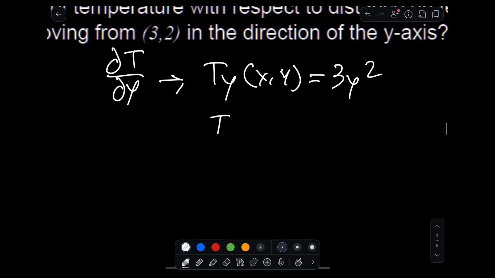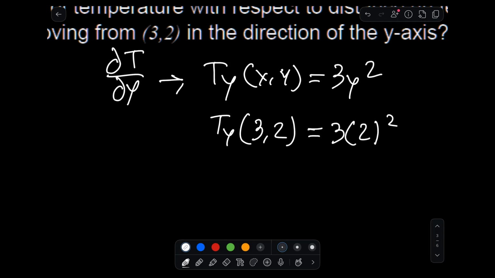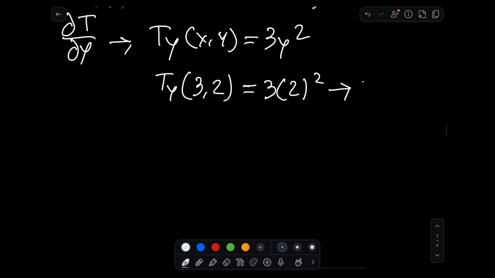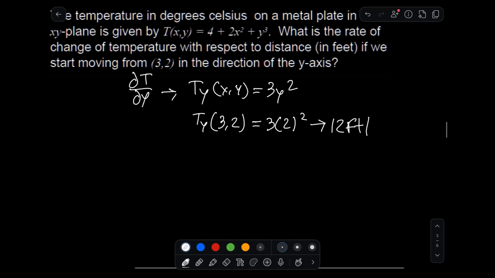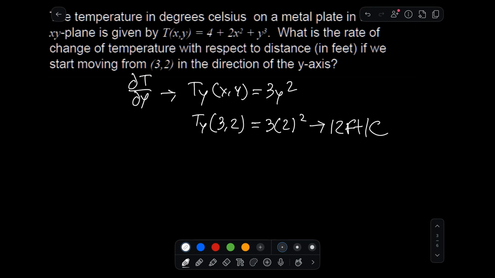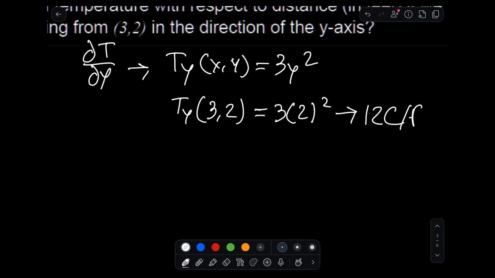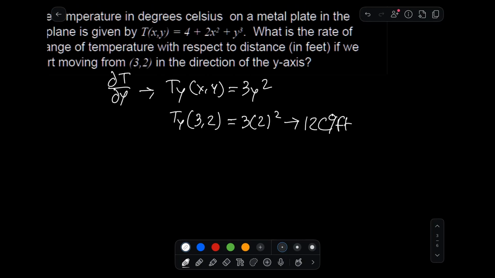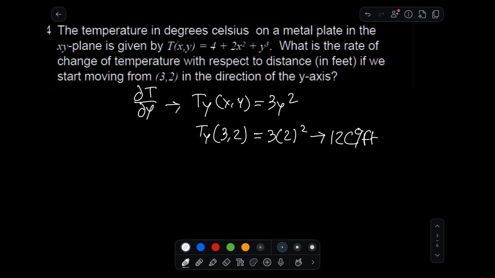And we can check at (3, 2) to be 3 times 2 squared. There's no x component in this partial, so we're good. And then we can get 12 Celsius per feet, because it's a rate of change of the temperature right here.